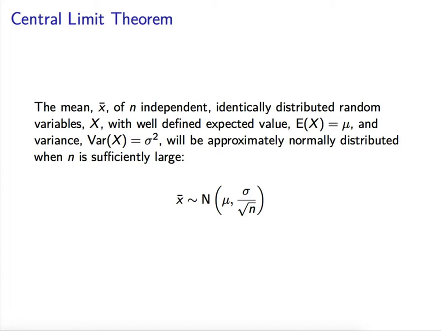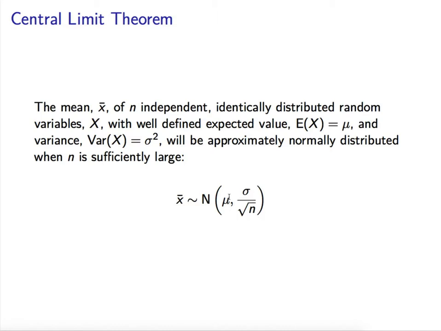So the central limit theorem states that the mean, which we denote using x bar, of a sample of independent, identically distributed random variables, which we denote as x, with sample size n, and with a well-defined expected value, that is, a population average mu, and a standard deviation of sigma, will be approximately normally distributed when n is sufficiently large. So if n is big enough, then it will be normally distributed.